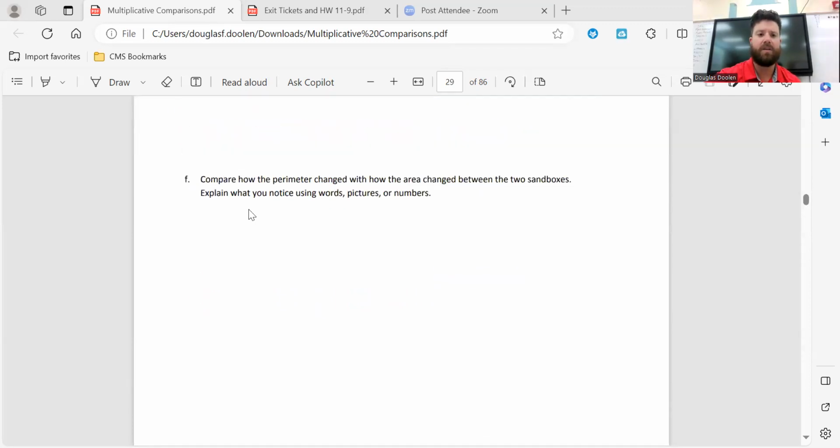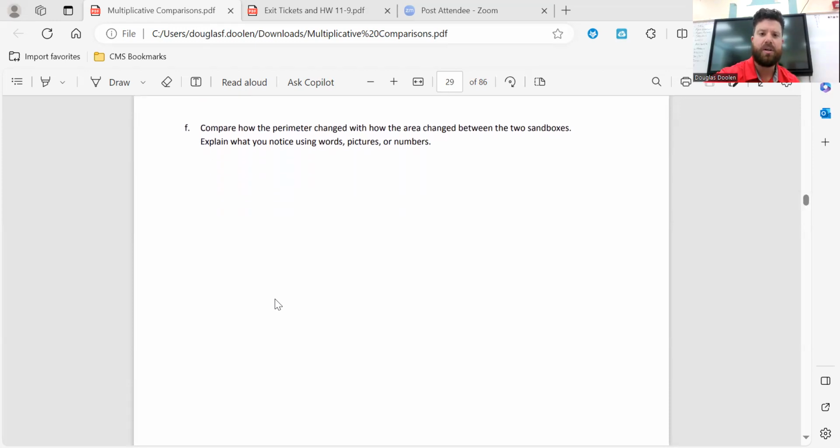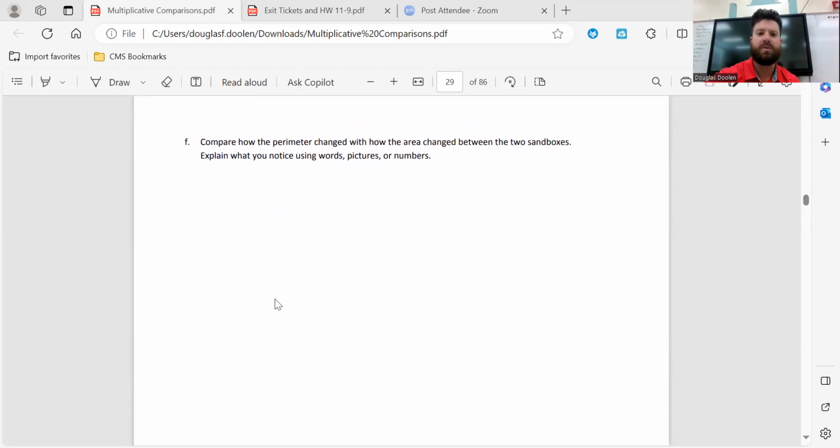And then F, this is our last one. Compare how the perimeter changed with how the area changed between the two sandboxes. Explain what you noticed using words, pictures, or numbers. So you already did your diagrams, so we're not going to worry about that. Let's think about this. How the perimeter changed. So Betsy's perimeter, what did we say it was? It was 5 and 4. So that was 2 times 9, which is 18. So Betsy's is 18.